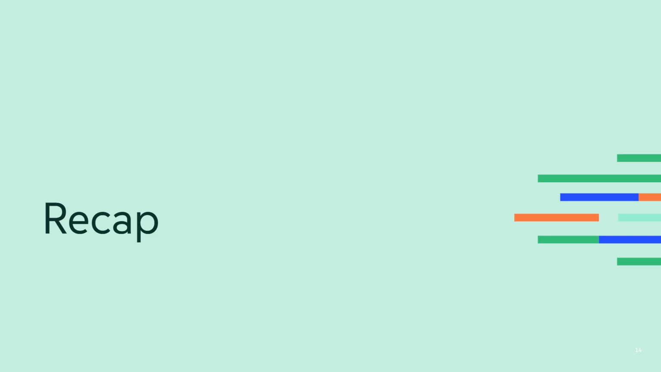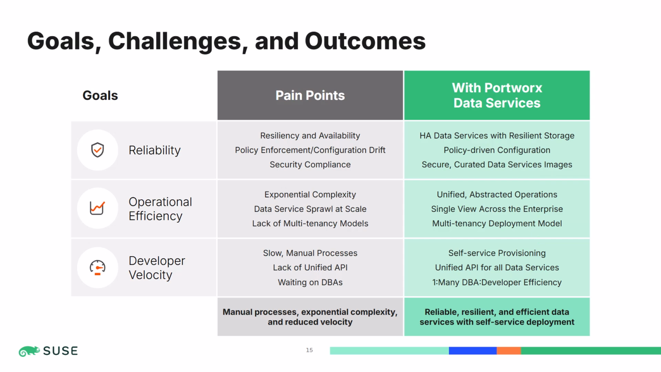So let's go ahead and do a quick recap around those pain points that we end up solving with Portworx Data Services. The first is reliability, right? We're going to provide you those HA data services with resilient backing storage, and give you that policy-driven configuration with the curated images that we provide. We're going to provide you with that unified abstracted view across the enterprise and provide you with multi-tenancy across all of the organizations within our enterprise. And finally, we're going to handle that developer velocity issue and provide that self-service provisioning. Keep in mind that everything you saw me walk through with the UI today is available via an API call. And finally, that 1-to-many DBA to developer efficiency ratio that we really want to take care of from a platform engineering perspective.